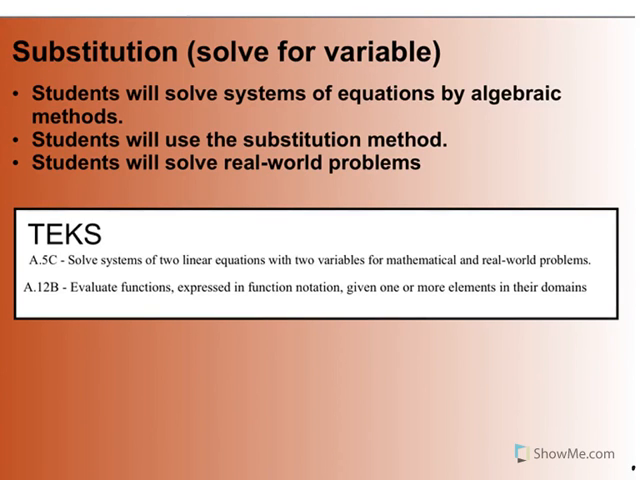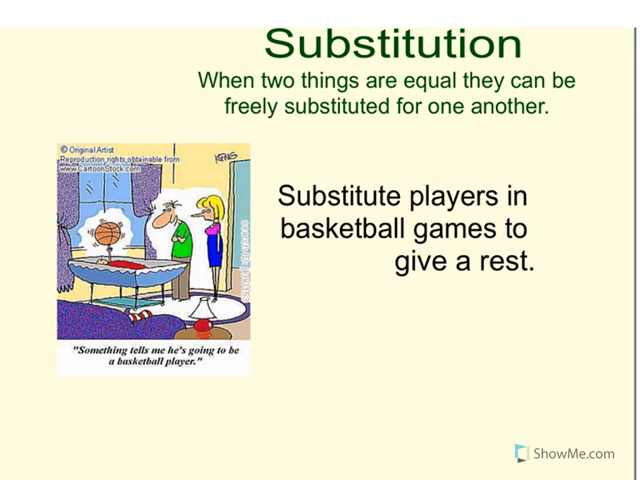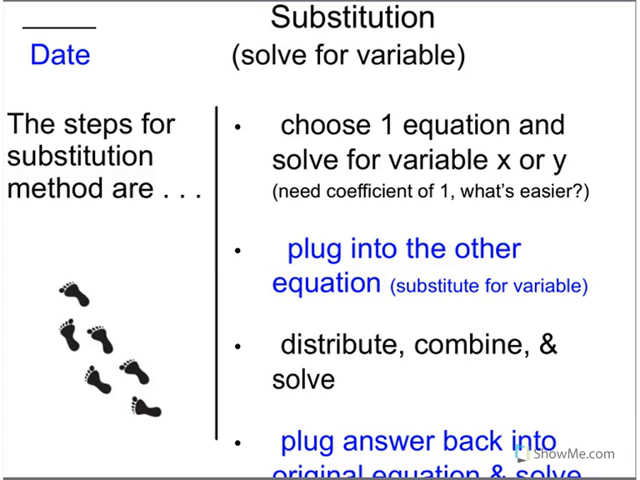In this video, we're going to talk about solving systems of equations using substitution. By the end, you should be able to solve a system of equations using the substitution method. Remember, substitution is that when two things are equal, they can be freely substituted or switched out for one another, such as substitute players in a basketball game, to give the other player a rest.